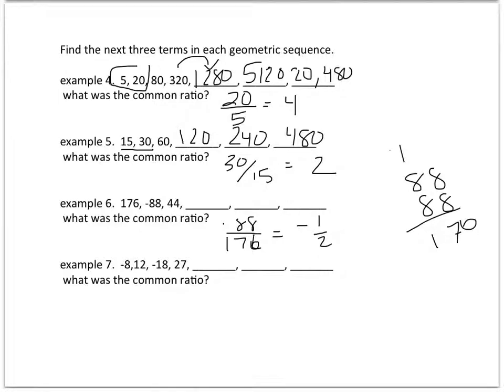So every other term is going to be -1, and we just take half of that term. So after 44, it should be -22. After that, it should be +11, and then -5.5.